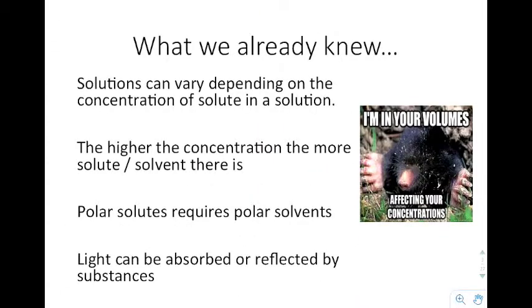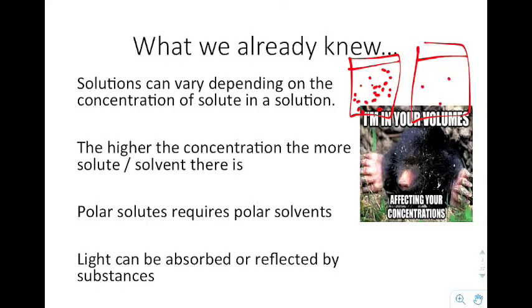So, what we already know. We already know that solutions can vary depending on the concentration of a solute in solution. So we know we can have things that are very concentrated, and we know that we can have things that are very dilute, where you just have a few solute particles. We also know that the higher the concentration is, the more solute per solvent there is. We know that polar solutes require polar solvents, and we know that light can be absorbed or reflected by substances.